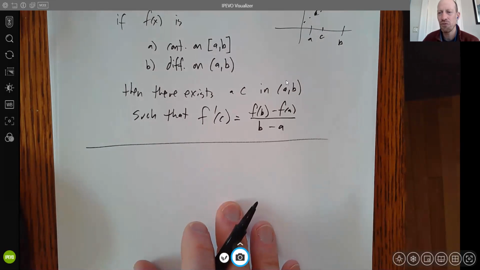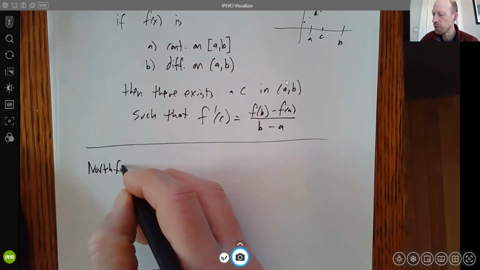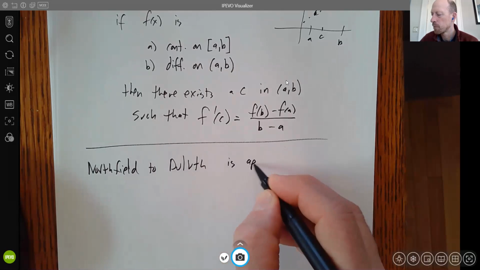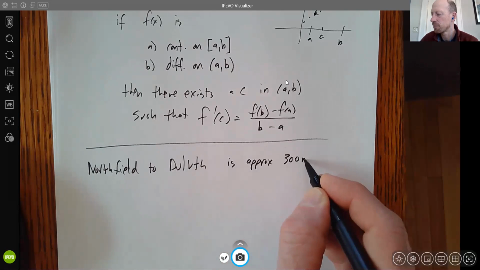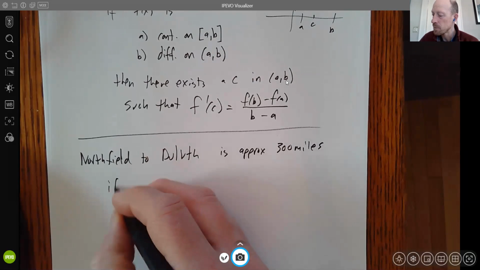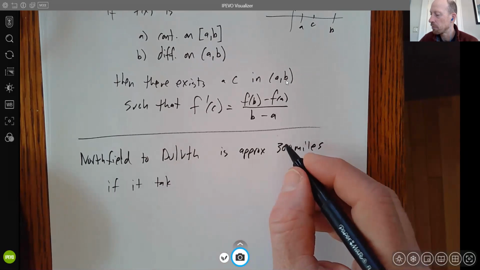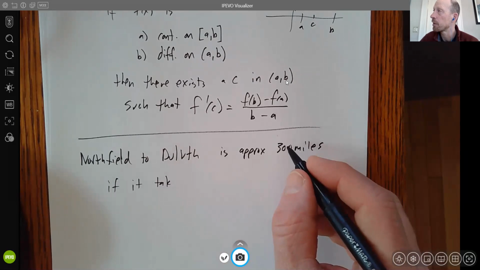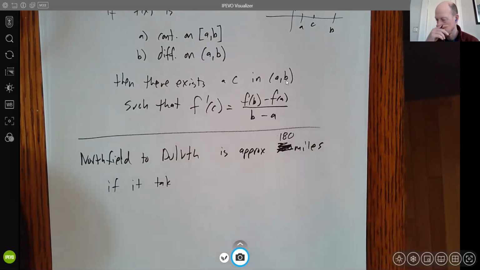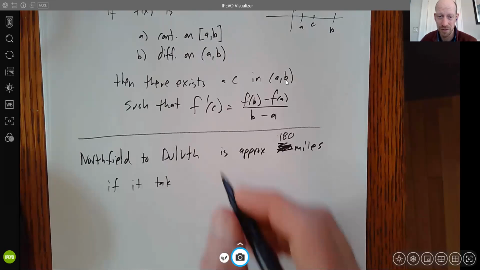If you drive from Northfield to Duluth, it's approximately 300 miles. It's not quite, but it's close enough. Oh no, that's not right. It's nowhere near 300 miles. What am I thinking? Sorry, I have my numbers all wrong. Let's say it's approximately 180 miles. That I think is relatively close.